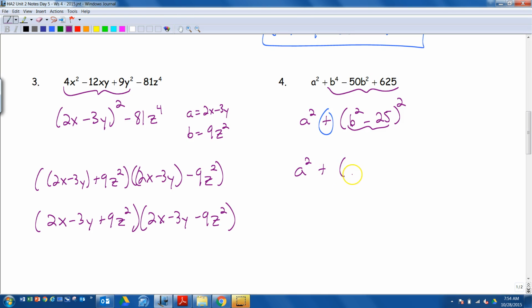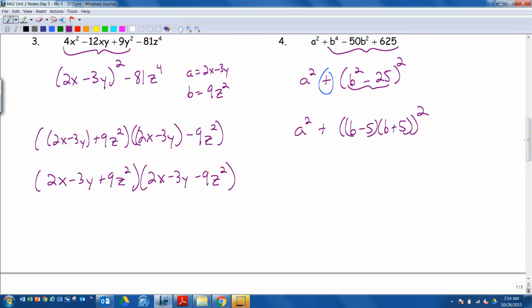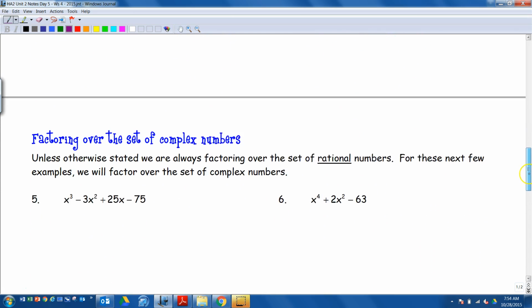This is just to show you that sometimes you can't factor a 3 by 1 or a 1 by 3 unless you have a difference of squares. So I'm going to just stop that one there. And then you can't do anything with that one. So, alright, let's look at the next page.